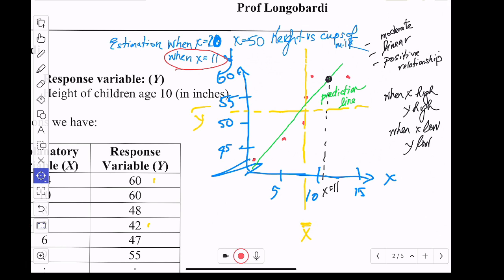So any kind of calculations outside the range of data is known as extrapolation, and you should be wary of making predictions way outside. So I'm going to make a note here. I'm going to say be careful of extrapolation.